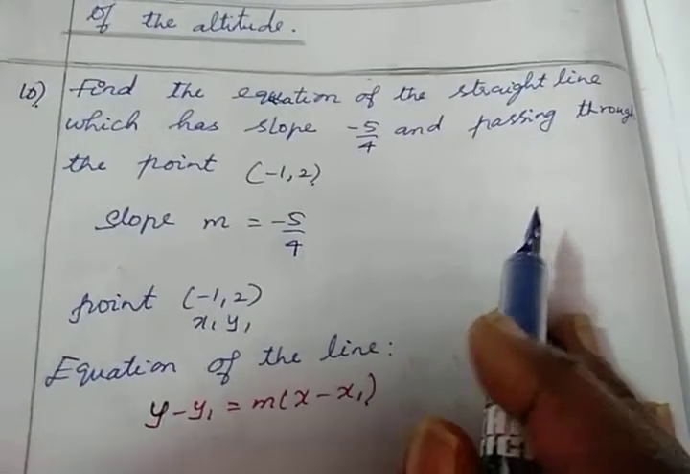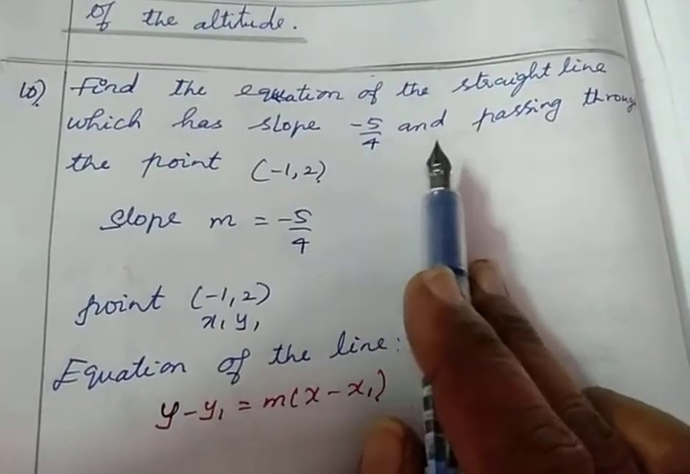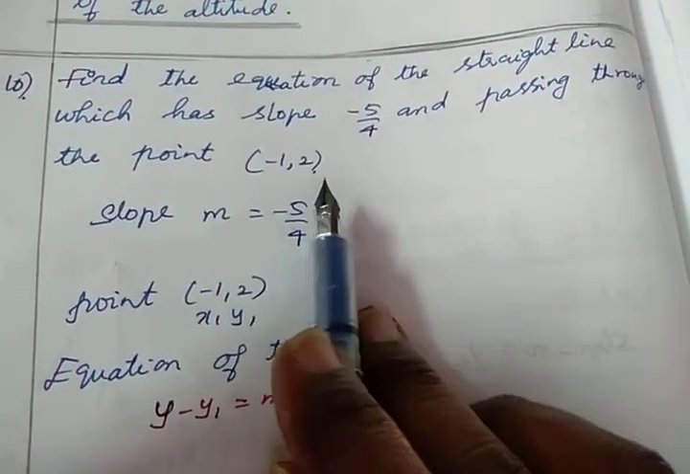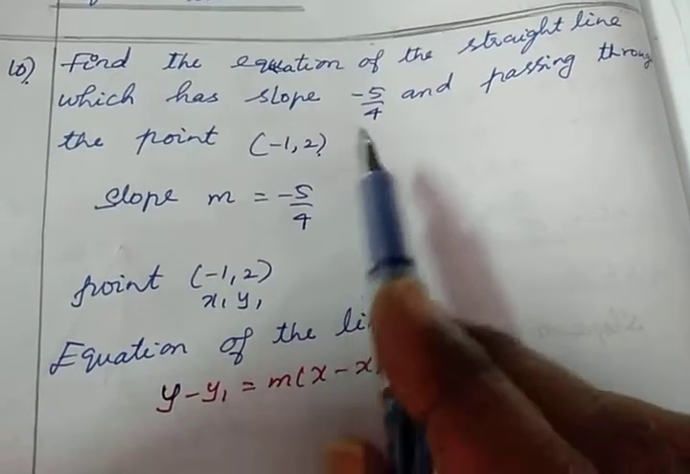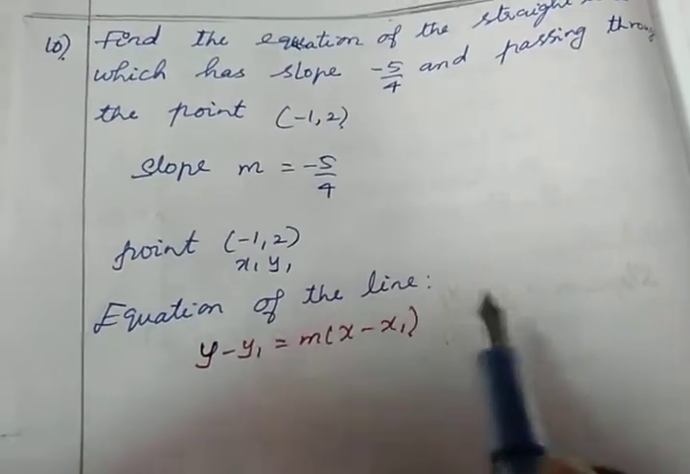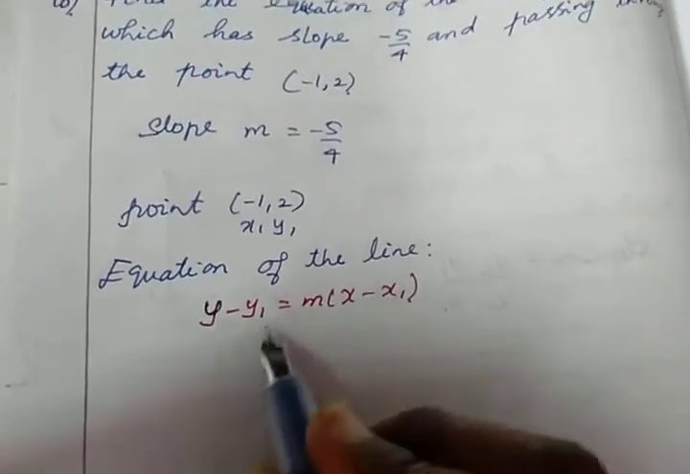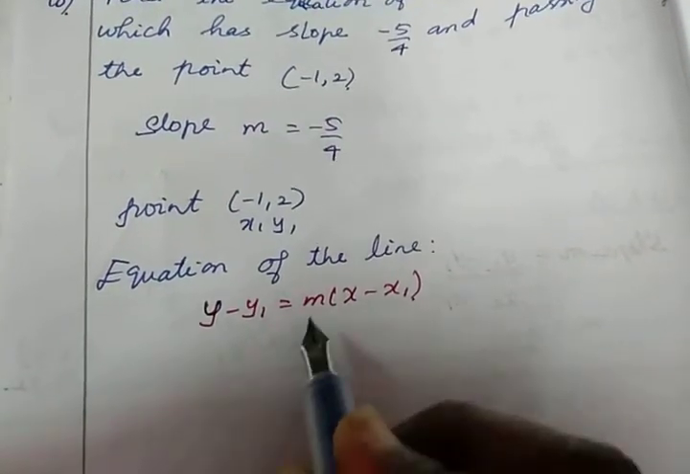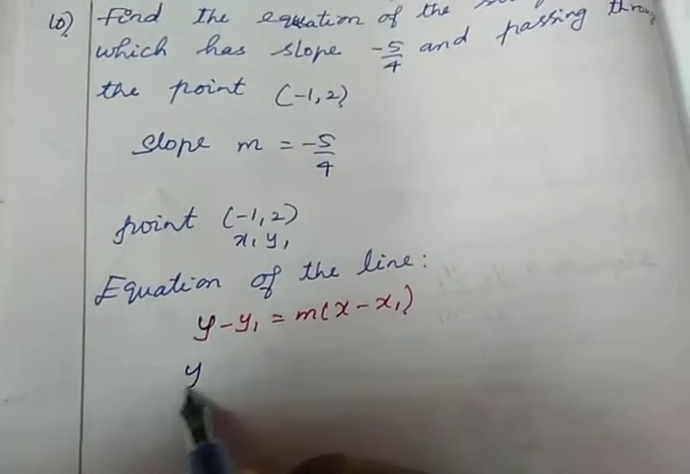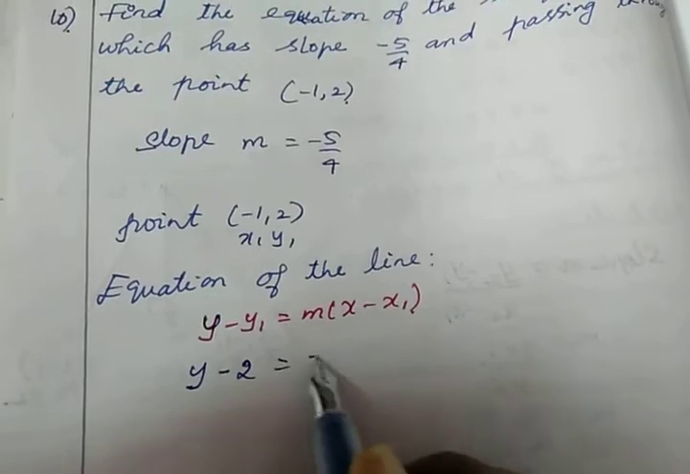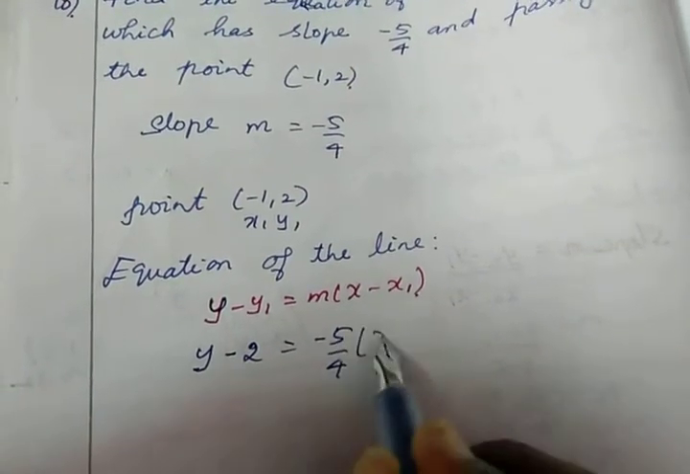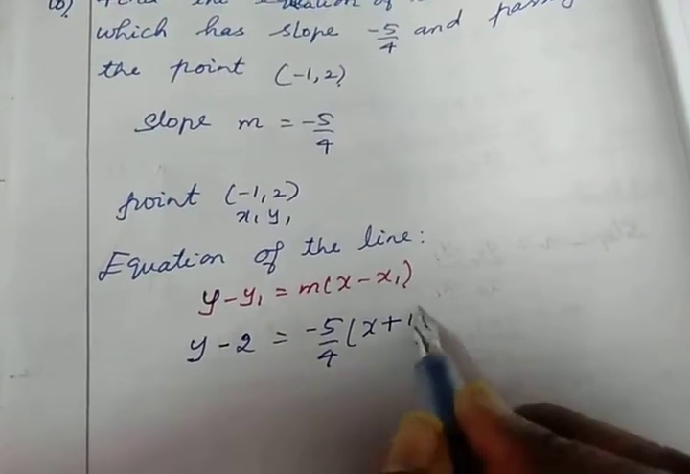Find the equation of the straight line which has slope minus 5 by 4 and passing through the point minus 1 comma 2. So slope is given, point is also given. Directly apply in the formula: y minus y1 is equal to m into x minus x1. y minus 2 is equal to minus 5 by 4 into x minus of minus 1, that is x plus 1.